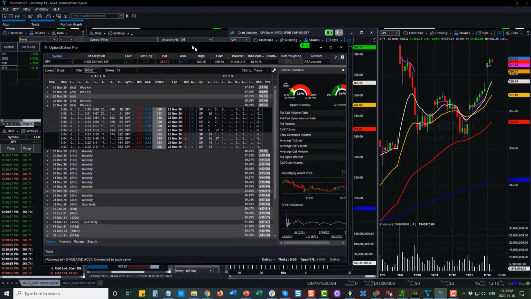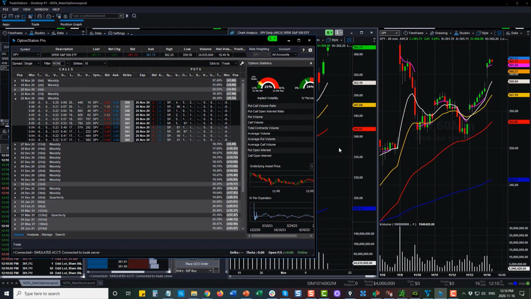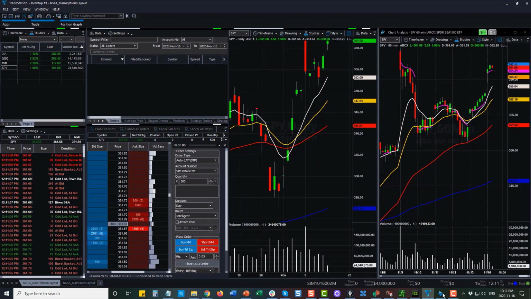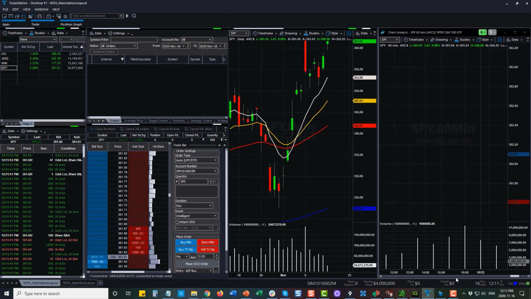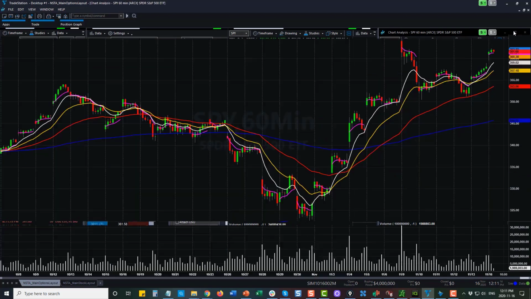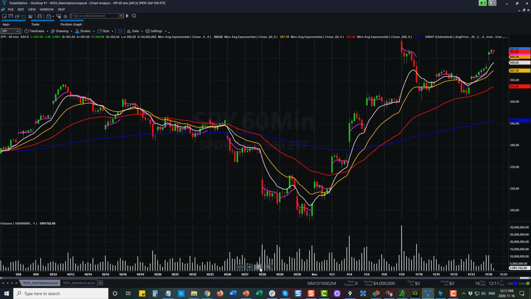I want to use this as an example here. Let's say we've got the Spiders. Give me a second here, guys. Let's take a look at this stock for a second.